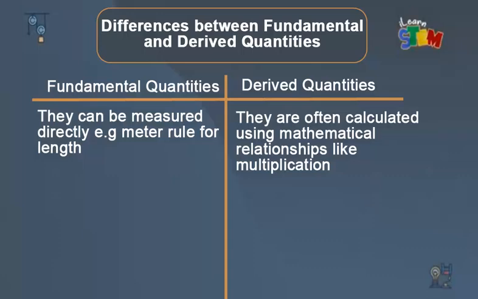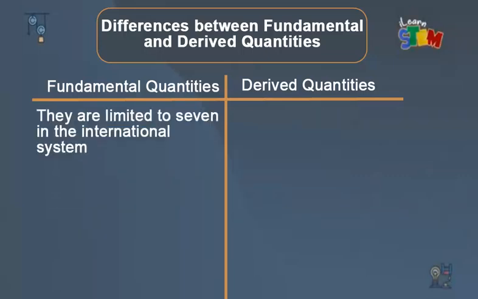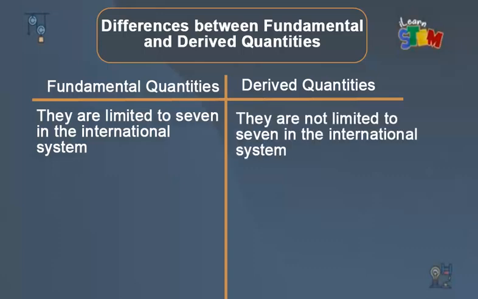Next is independence. Fundamental quantities are independent of each other. This means they can stand on their own. Now, derived quantities, on the other hand, are dependent on fundamental quantities for existence. Again, fundamental quantities are limited to 7 in the international system, whereas derived quantities are unlimited.